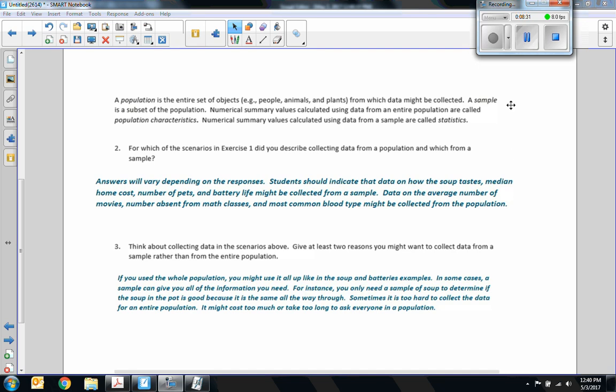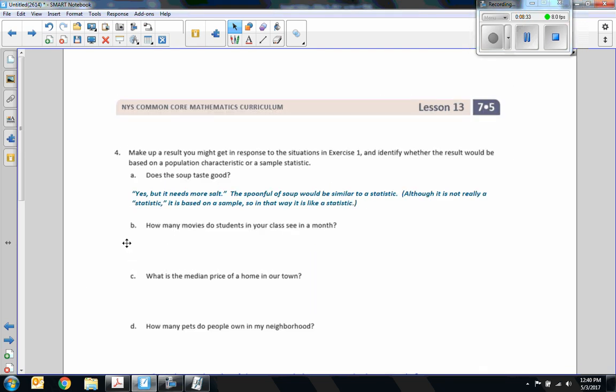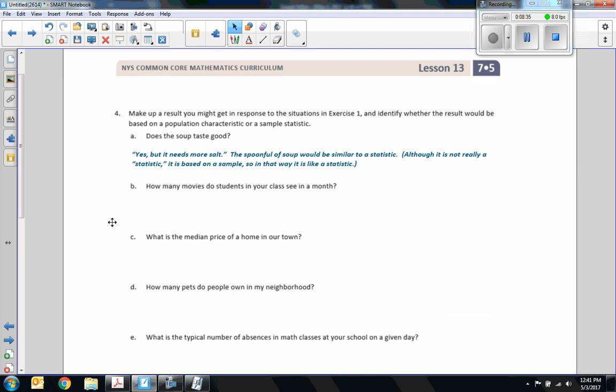Okay, now let's go on to the next questions that I had here. And here's number 4A. Does the soup taste good? Identify whether the result would be based on population characteristic or a sample. So here it says, yes, but it needs more salt. A spoonful of soup would be similar to a statistic. Although it is not really a statistic, it is based on a sample, so in that way it is like a statistic.